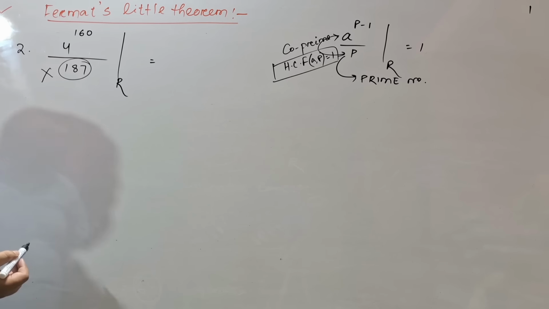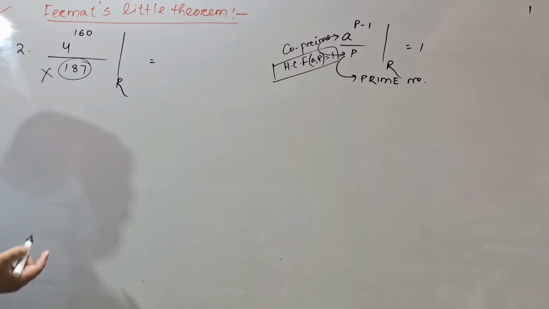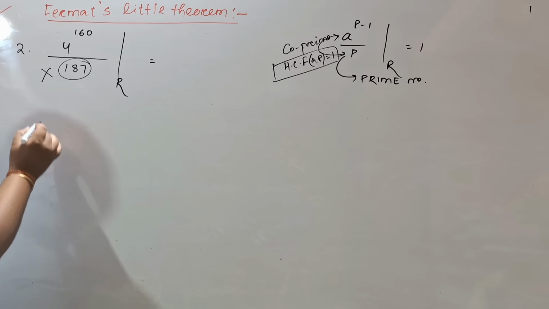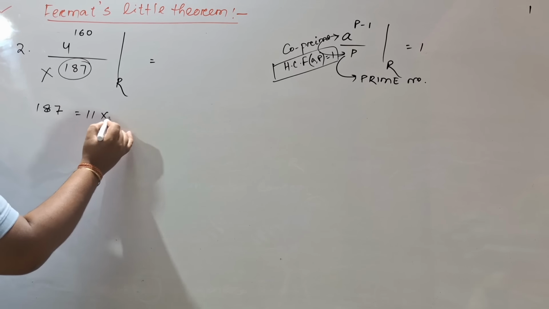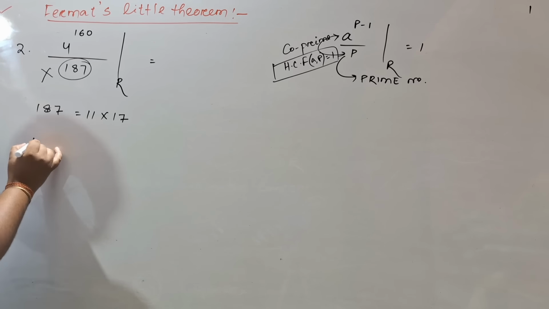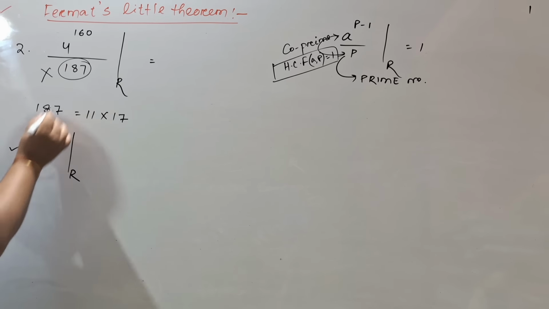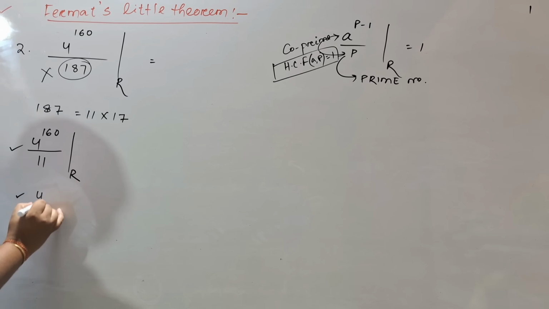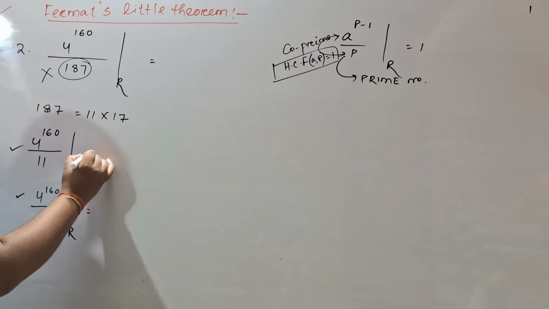This is 11 into 17. 17 into 10 is 170, another 17, 187. So how to handle this? I will split the denominator. 187 can be written as 11 into 17. So what I will do: 4 to the power 160 when it is divided by 11, I am going to find the remainder. Step number 1, the splitting the denominator concept. Then the same number 4 to the power 160 when it is divided by 17, find the remainder. So 2 steps I have to perform here.